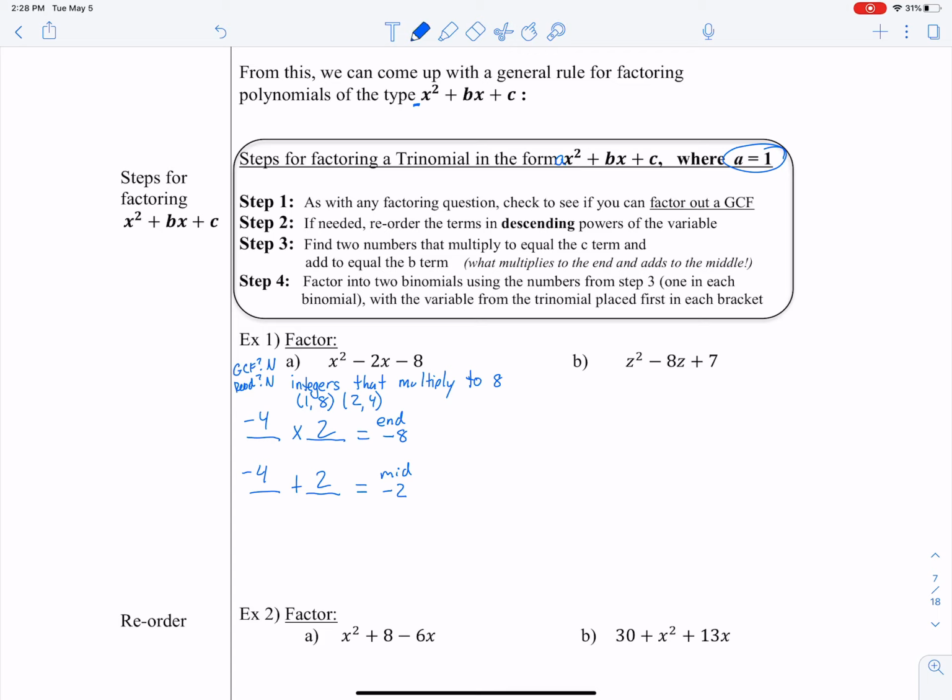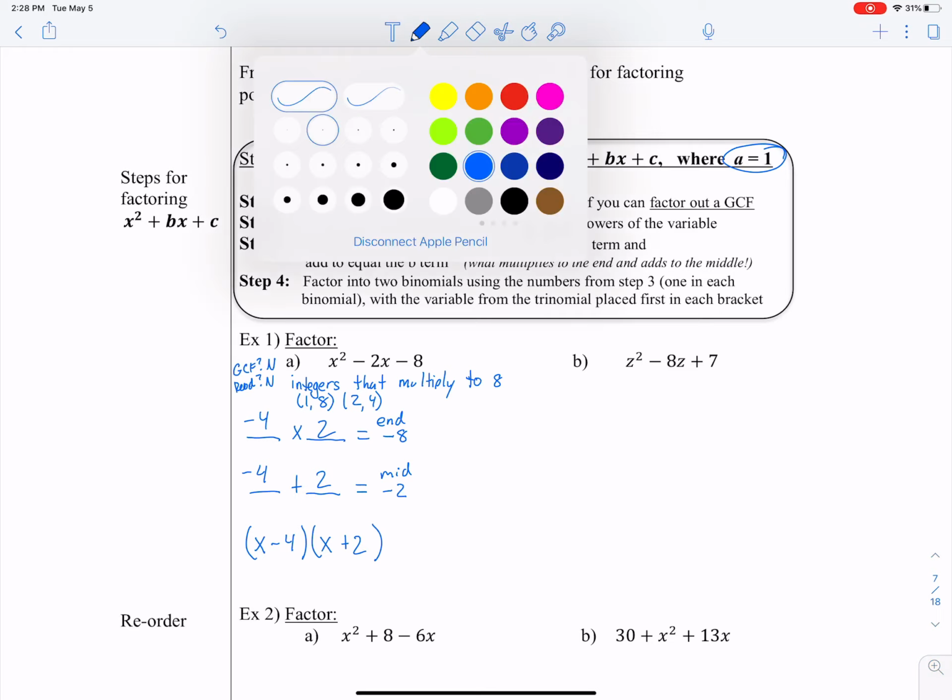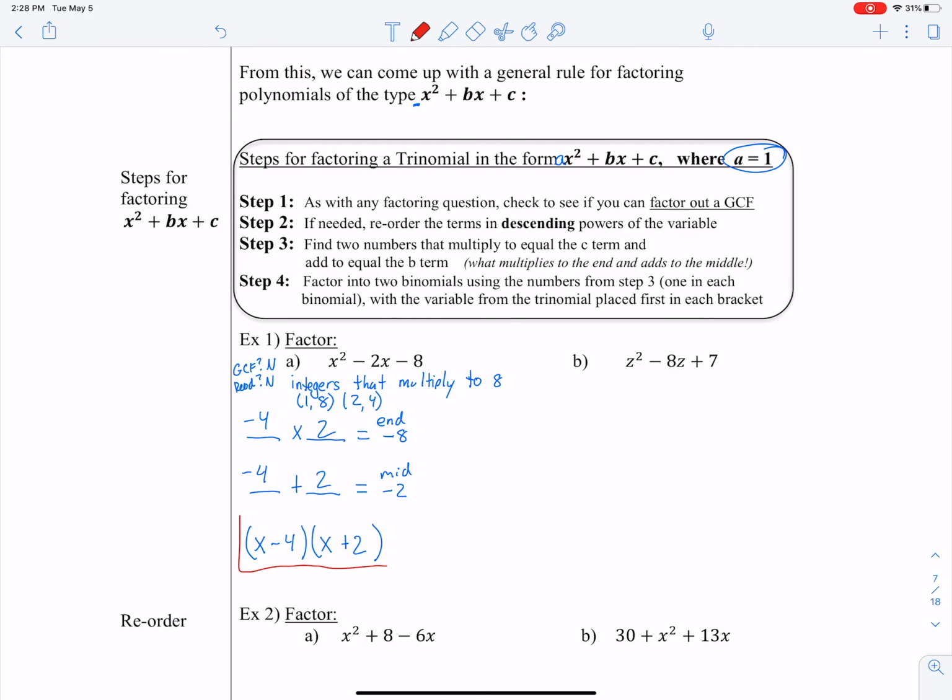Okay, so then we're going to set up brackets. We're going to write x in the front of the brackets. Okay, and then in one bracket, we'll write whatever we wrote here. So minus 4. In the other bracket, we'll write whatever we wrote here. So plus 2. And that is our final answer. So we have now factored our trinomial back to be two binomials.